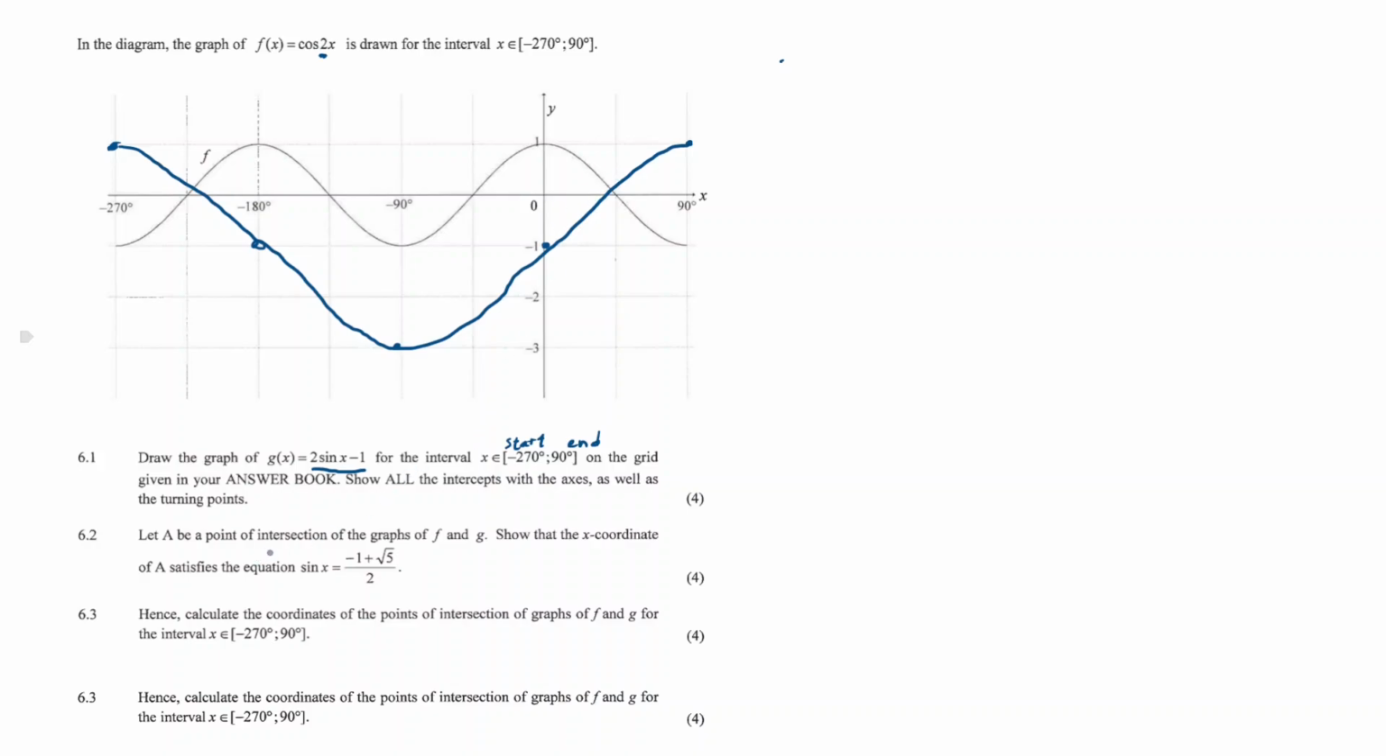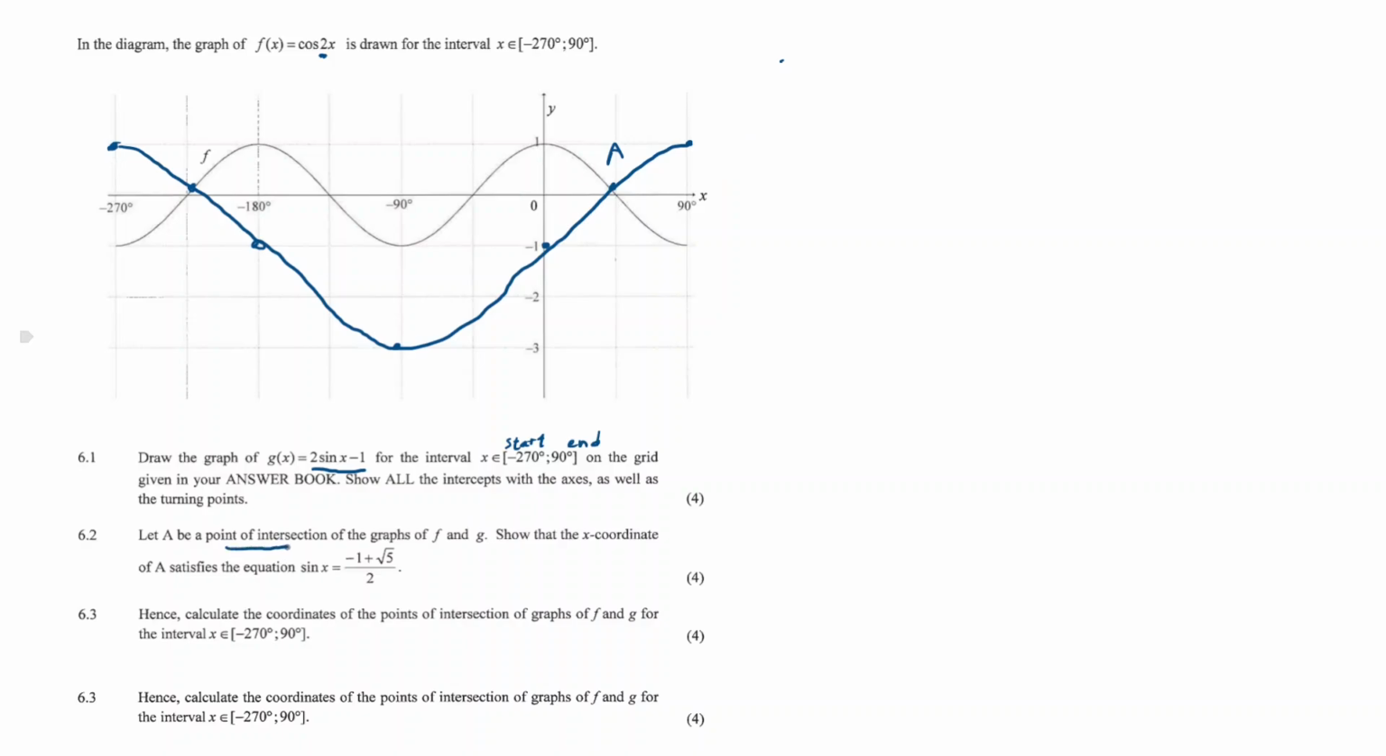Then they have this left field question: let A be the point of intersection of f and g. Show the x coordinate of A satisfies the equation sine x equals minus 1 plus root 5 over 2. So let's just say this is A. There is also another point that I could have made A here. So I see 2 points of intersection. Now, for starters, if you saw this in the middle of an exam, you'd have some heart palpitations going on. I'm just going to get you into my head to tell you how I would approach this.